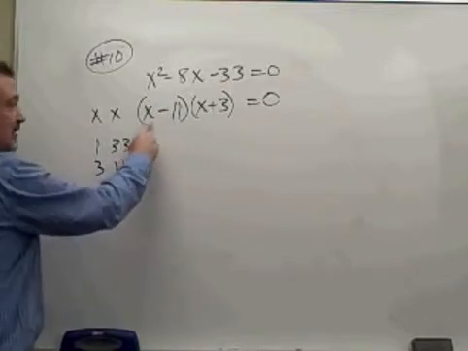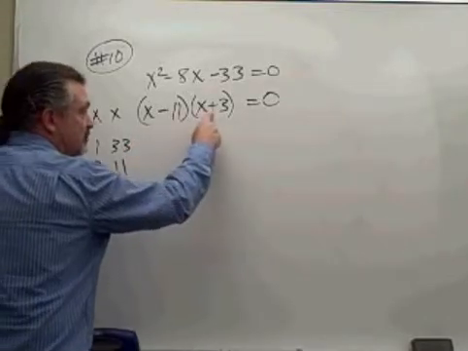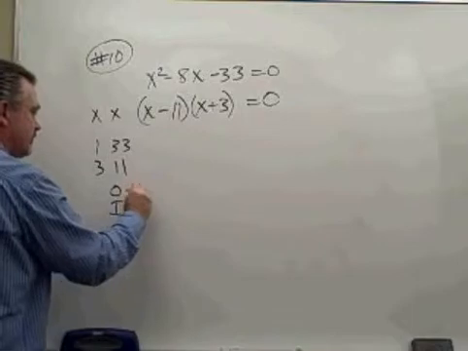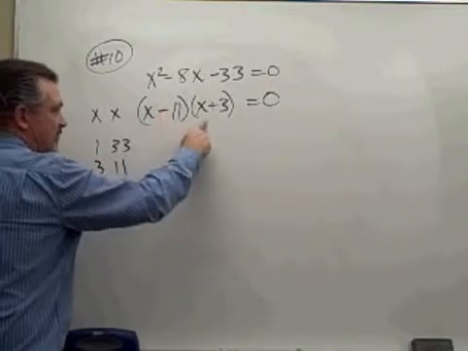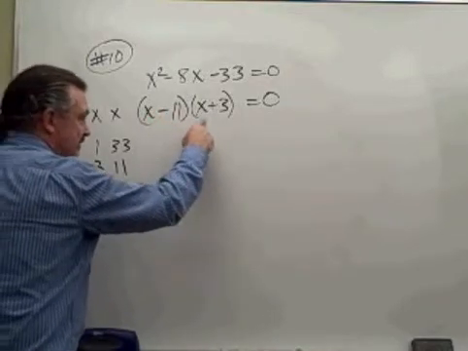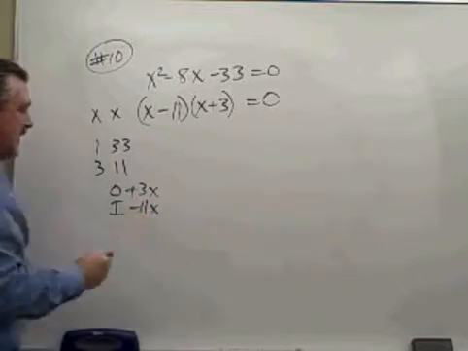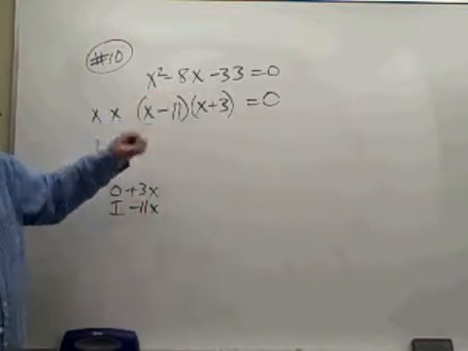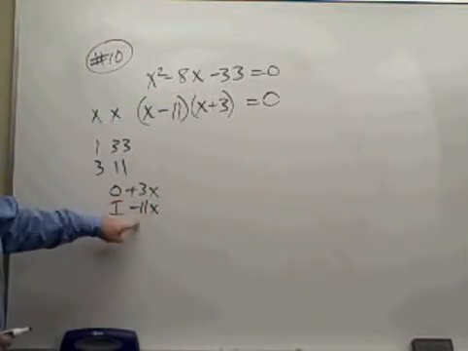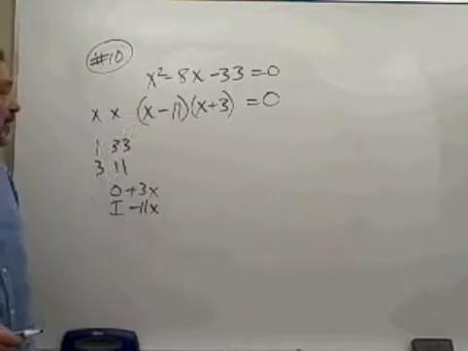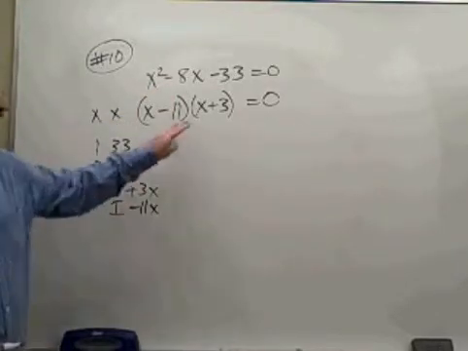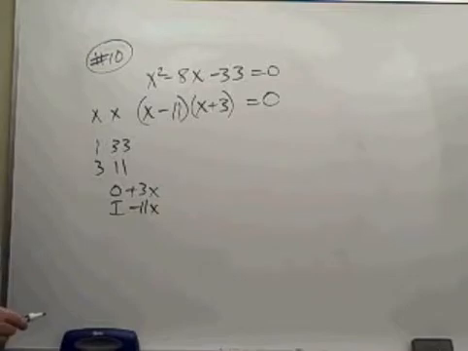Let's verify that. The O of FOIL would give me plus 3x. And the I of FOIL would give me minus 11x. And those two terms combine to minus 8x. You have 3, you owe 11, that's the same as owing 8, minus 8. So now we have factored that trinomial.